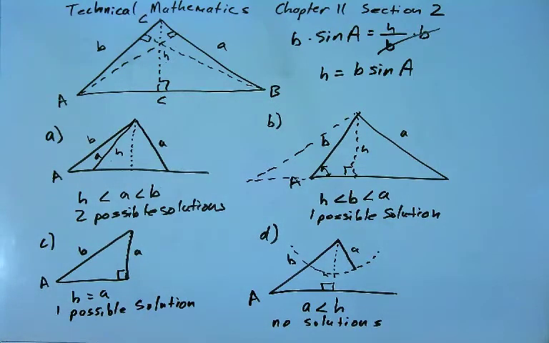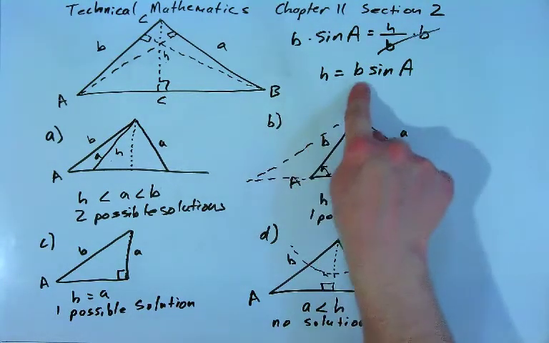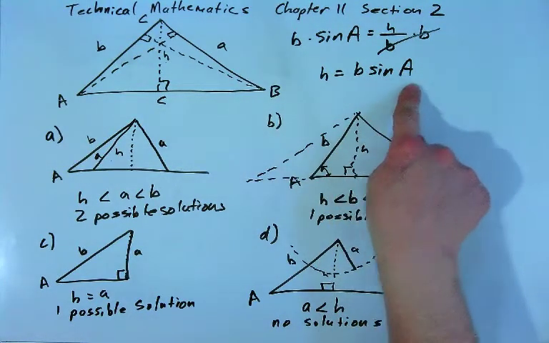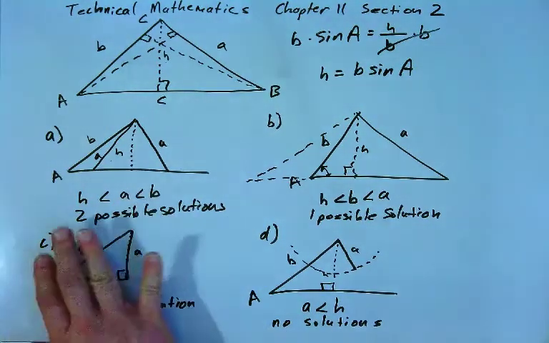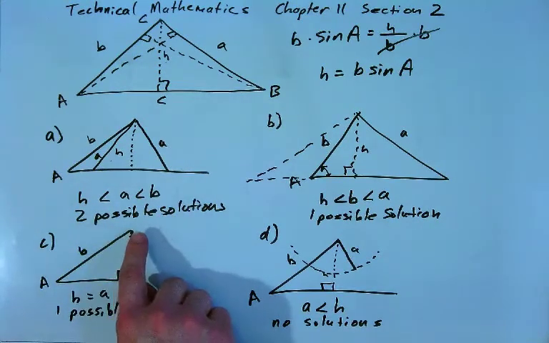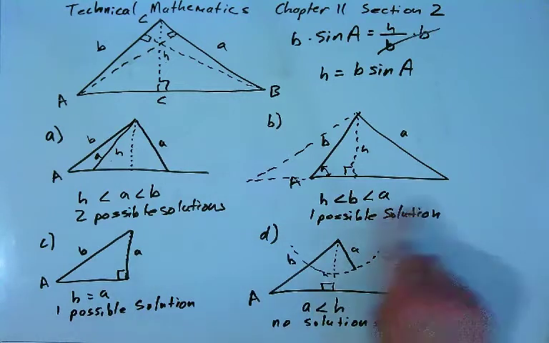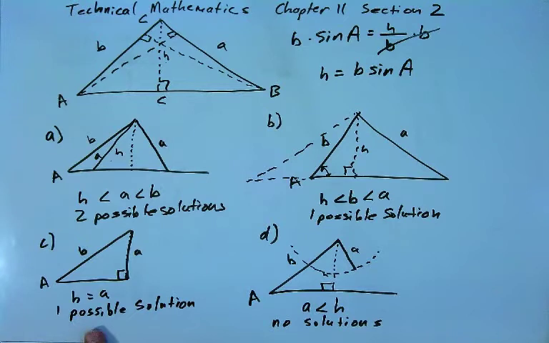You're given some information about a triangle. You're asked to solve for the missing information. Start by calculating H using the length of the side that was given to you times the sine of the angle that was given to you. And then check to see if A is greater than H but less than B. If it is, you know you'll have two possible solutions to that triangle. If A is greater than H and B, there's only one possible solution. If H is equal to A, there's only one possible solution, a right triangle. And if A is less than H, there's no possible solutions. The triangle cannot be formed from that given information.